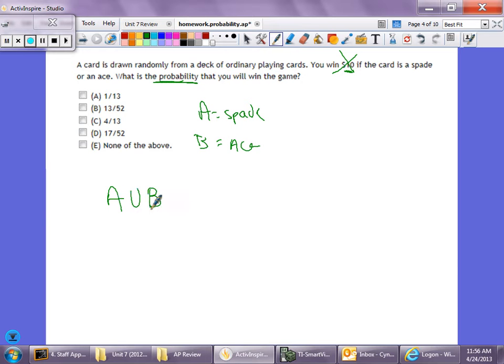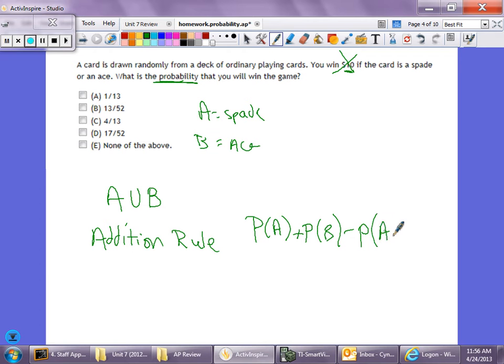Remember, it's the addition rule, but I need to know if they're mutually exclusive. So the first thing I need to decide is, can a card be both an 8 and a spade? And if it can be, then I need to subtract out that overlap. So it'll be the probability of A plus the probability of B minus the probability of A intersect B, which in this case would be both an 8 and a spade at the same time. No, that definitely isn't. It's not minus 1.